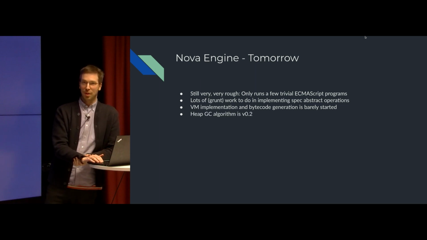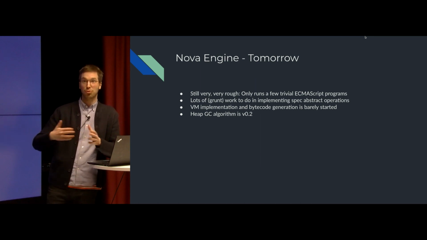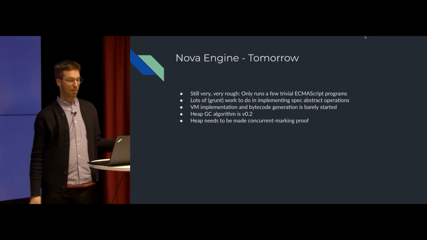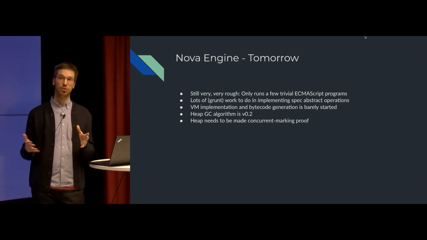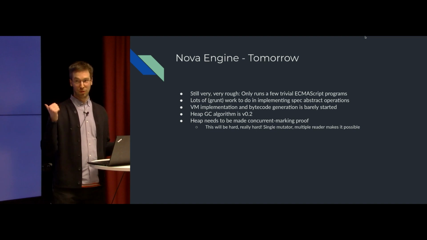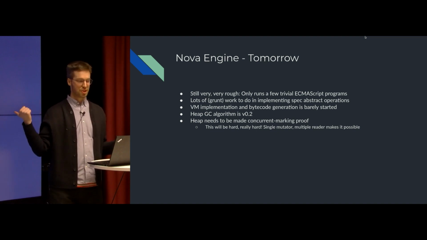I have implemented the GC algorithm, but it's quite rough still. Although it's parallel, it parallelizes ridiculously easily. The heap needs to be made concurrent marking proof. I really want to mark concurrently, but this will be really hard. Having just a single mutator thread makes this more possible.